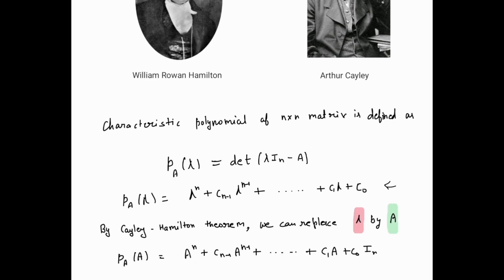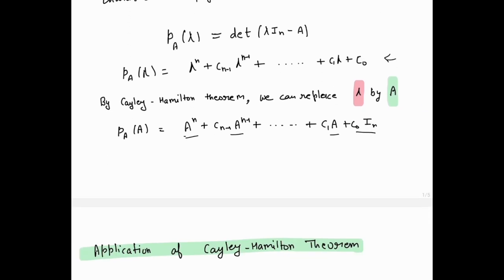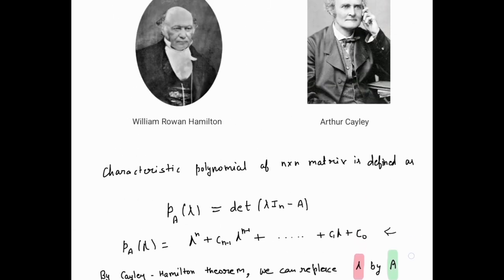Now by the Cayley-Hamilton theorem, we can replace lambda by A since A satisfies this characteristic equation. So PA of A, where lambda is replaced by A, will be A to the power n, then A to the power n minus 1, down to A, and since we are calculating in matrix form, the constant C0 is multiplied by the nth order identity matrix, since A is an n cross n matrix. This is our Cayley-Hamilton theorem.